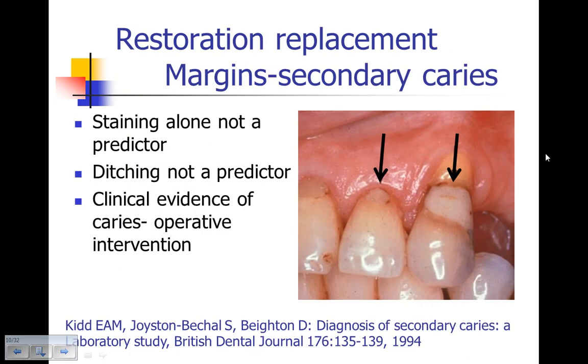So when we're replacing composite restorations, staining alone may not be an indicator. Ditching, gaps may not be an indicator, but in fact the clinical evidence to intervene on these teeth is the presence of frank caries. And in fact, on both of these restorations at the cervical margin, there's a gap and there's demineralization, there's caries forming at those marginal areas.